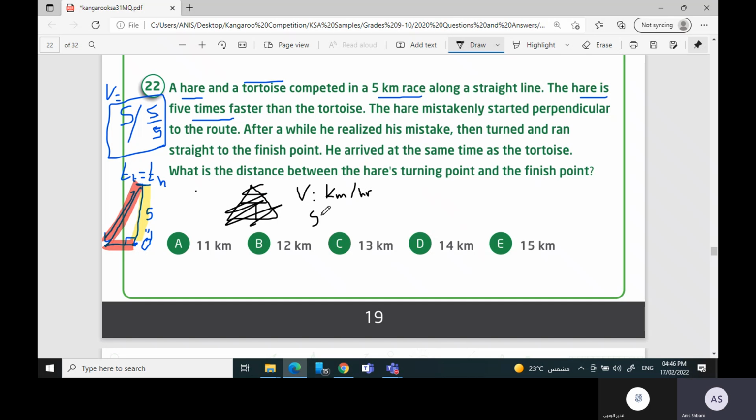S or T, the time, is an hour. And D, the distance, is in kilometers. So look at the units. If you want to find V, V is equal to kilometers. Kilometers goes to D, so D over the hour. Hour goes to T, so simply divide by T. V is equal to D over T.